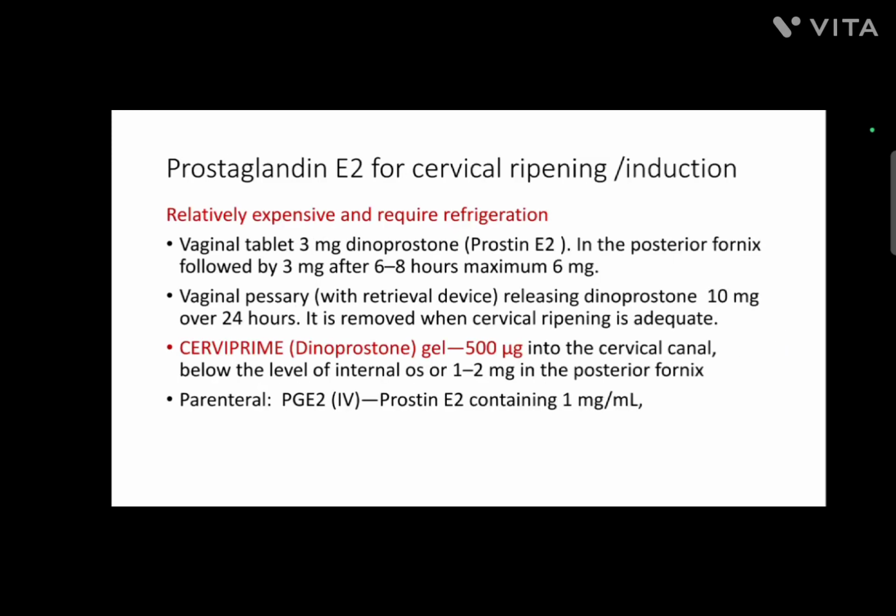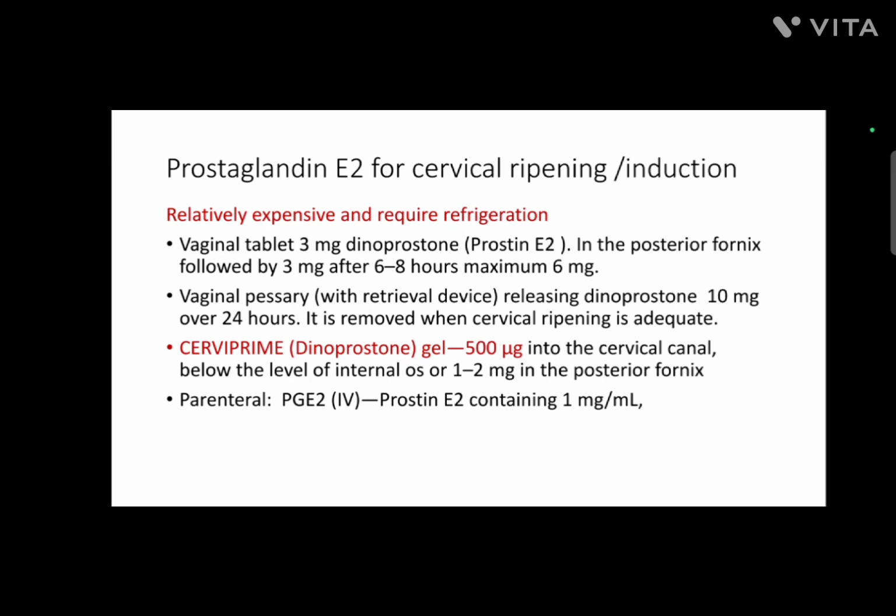So prostaglandin E2 is for cervical ripening or induction. What did I say for prostaglandin E2? Dinoprostone gel. It is available in the form of vaginal tablets, vaginal pessaries, gel, and also a parenteral form. Parenteral form means IV route. In India we don't use the IV route, but we most commonly use dinoprostone gel. The vaginal tablet and pessaries we don't use in India.